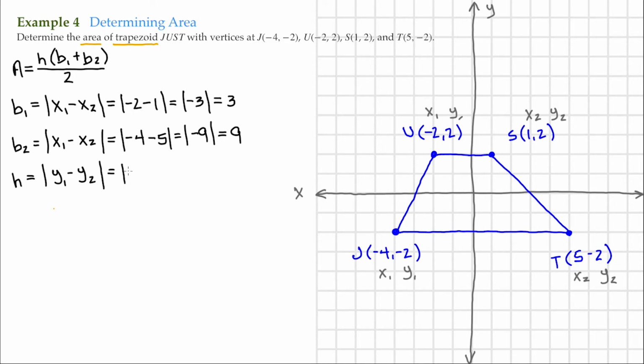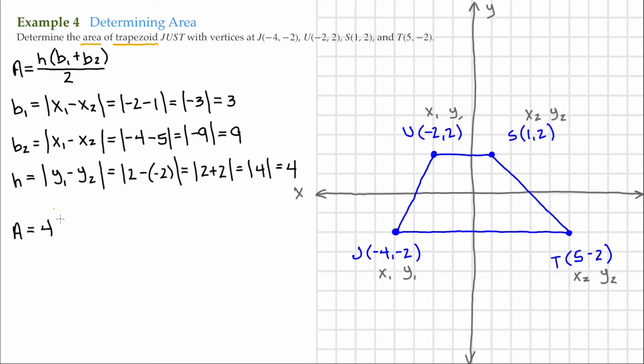So I've got 2 minus negative 2. That comes out to be 2 plus 2, which of course is the absolute value of 4, and the absolute value of 4 is 4. Which we knew by counting off: 1, 2, 3, and 4. So now I have all my values here. So now I can determine the area.